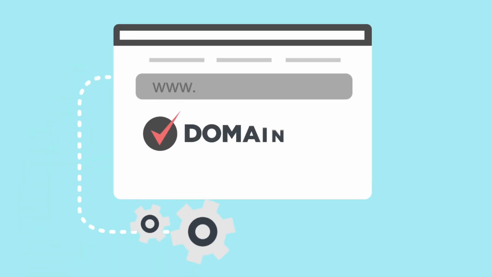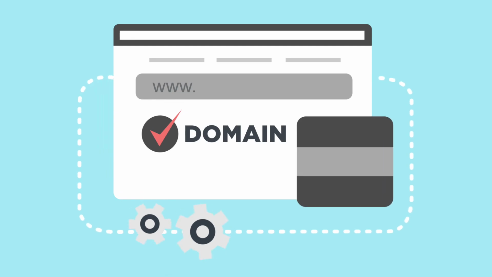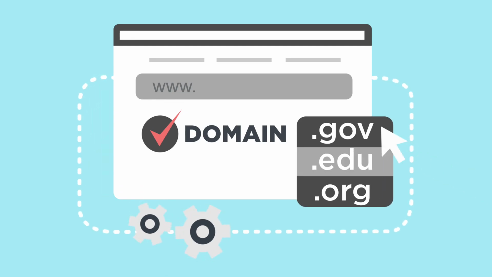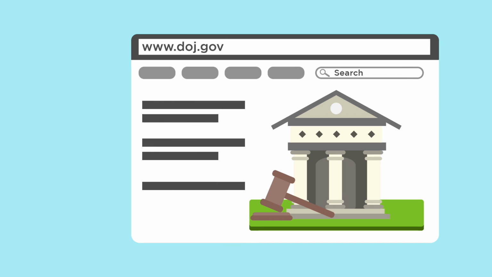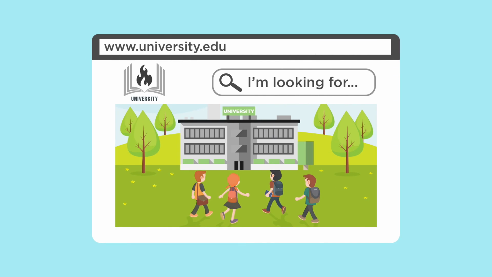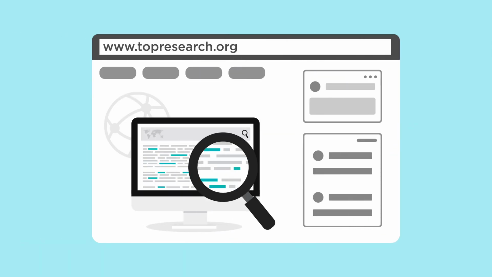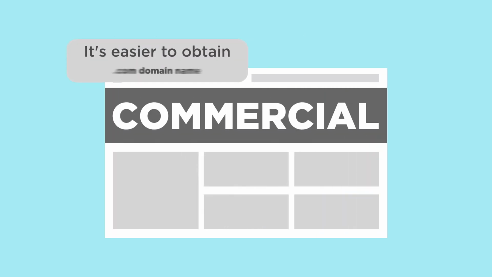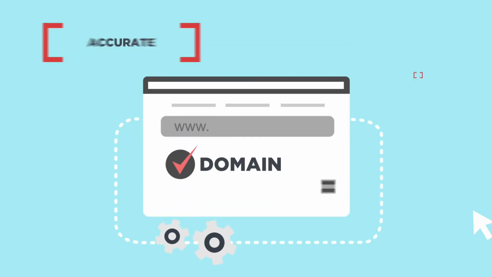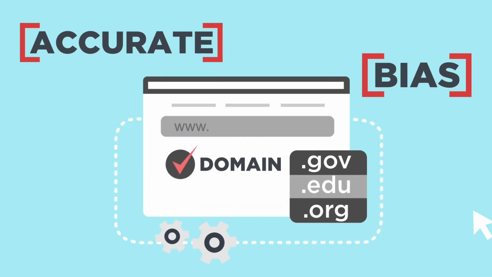Next, check the domain. The type of domain a website is hosted on can tell you a bit about the type of content you're viewing. Websites ending in .gov are typically official government websites. Websites ending in .edu are typically published by educational institutions, and websites ending in .org are organizations. It's easier to obtain a .com domain name, which is used for commercial websites. Based on the domain type, you can judge how accurate or biased the content might be.